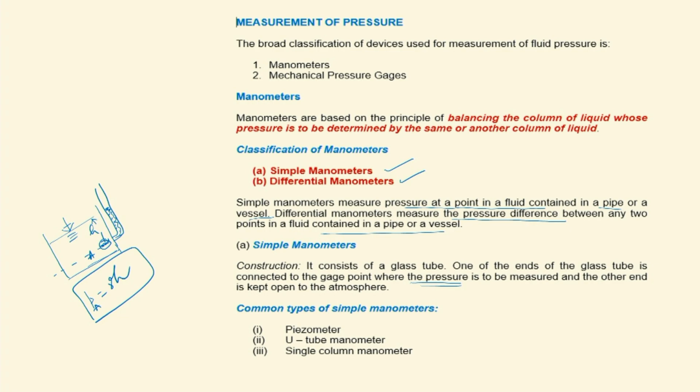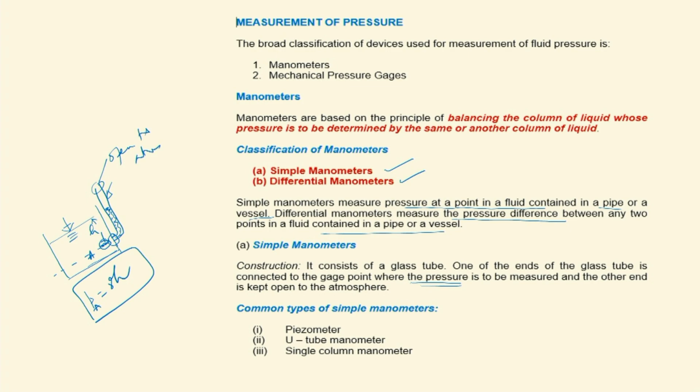So it is nothing but a simple glass tube. So this is a manometer. This is the simplest form of manometer, called a piezometer. When we classify the simple manometers, we will discuss piezometers in detail shortly. It has got two ends. One end of the glass tube is connected to the gauge point where the pressure is to be measured, and the other end is kept open to the atmosphere.